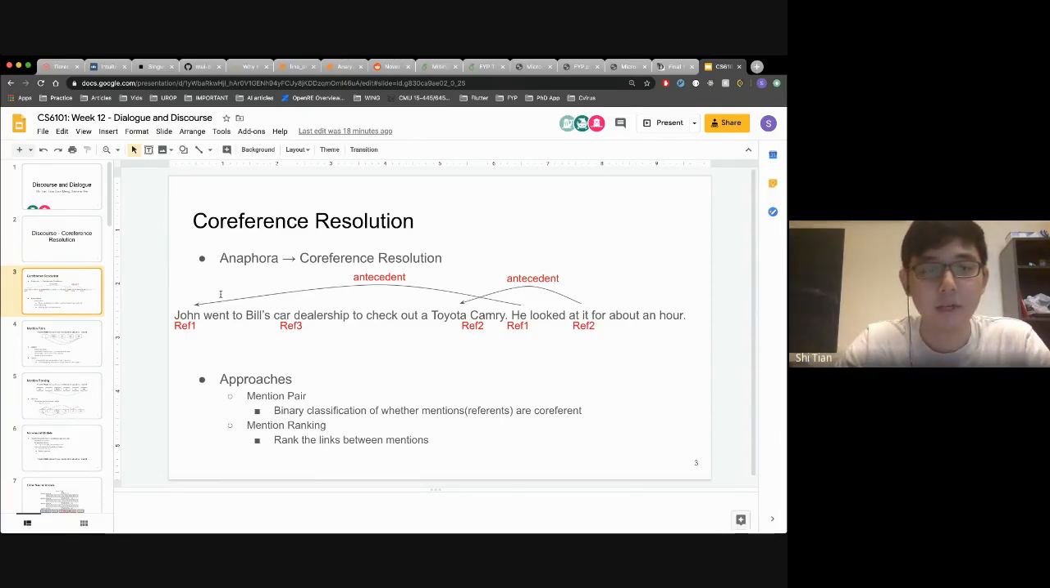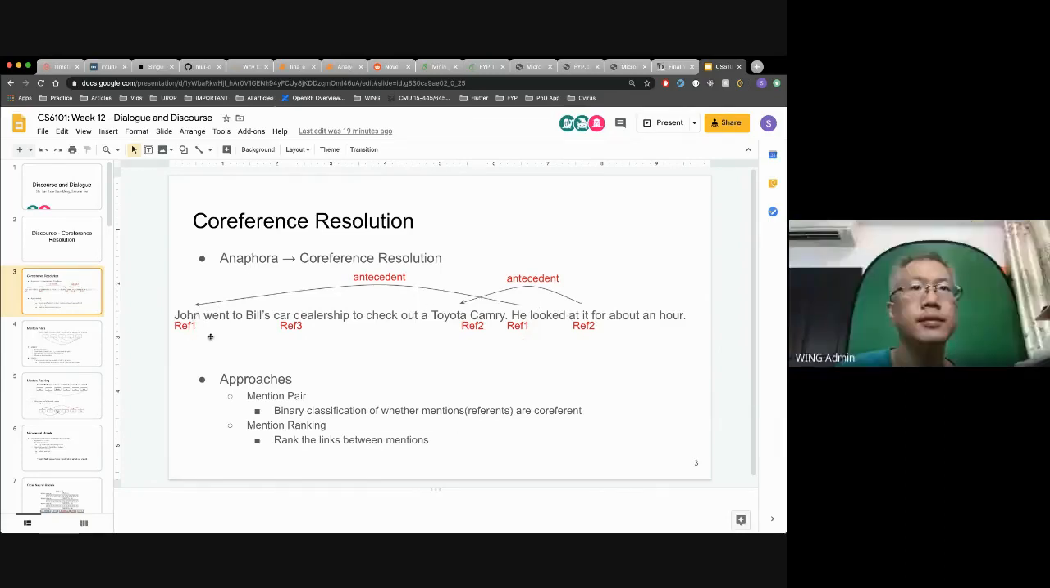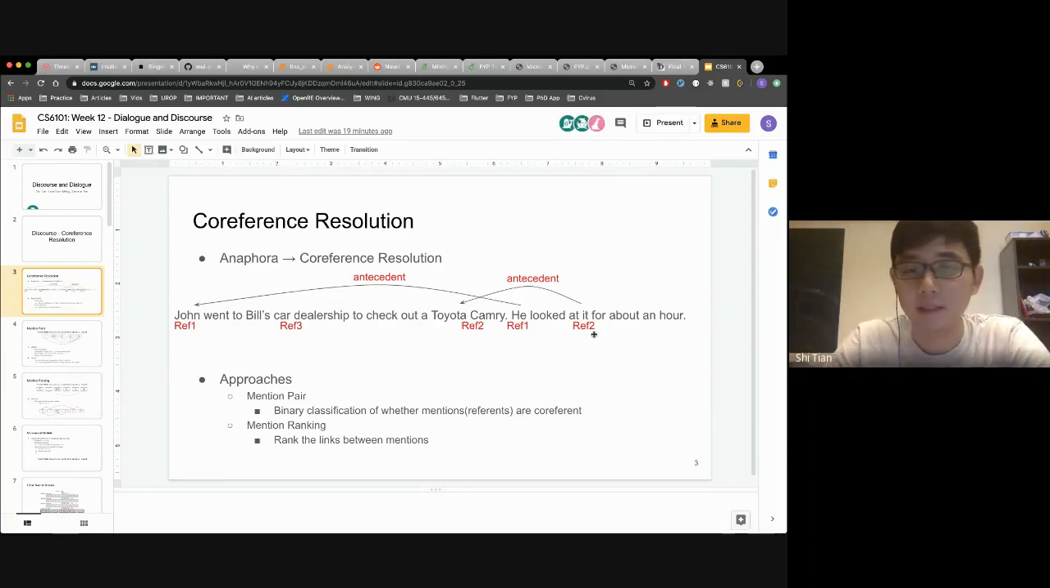So to look at this in detail, let's move on to this example, where we have these two sentences. What we're interested in are the expressions in a sentence that refer to entities. In this case, there are these references: John, Bill's car dealership, Toyota Camry, he and it. We'll see that John is an antecedent of he, because he is referring to John, and Toyota Camry is an antecedent of it, because it is referring to Toyota Camry. Essentially, in coreference resolution, what we want to do is cluster these expressions that refer to the same mention together. So in this case, John and he are reference one, and Toyota Camry and it are another cluster, reference two, and then Bill's car dealership is alone by itself.